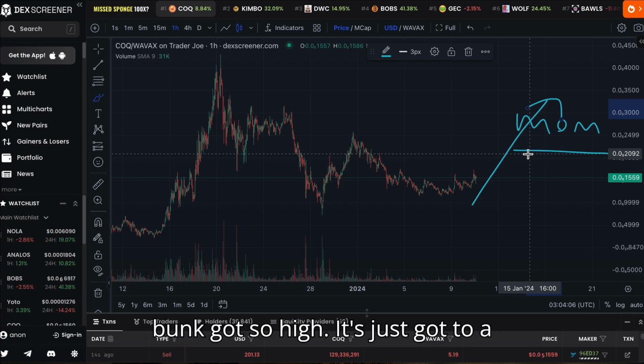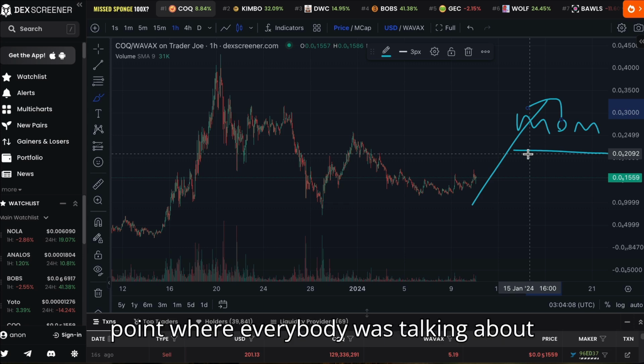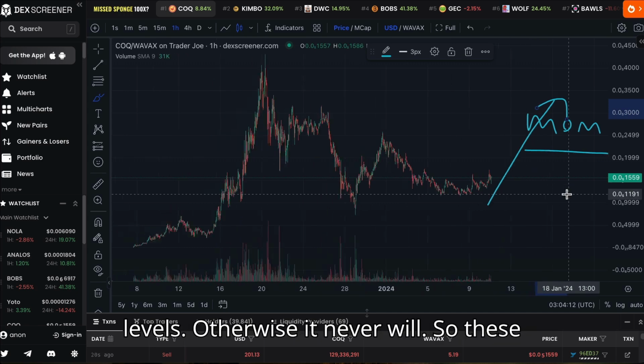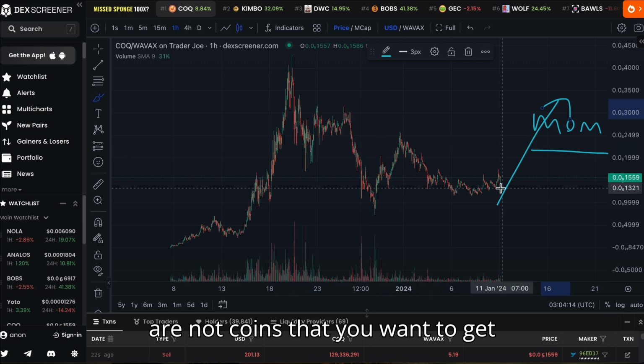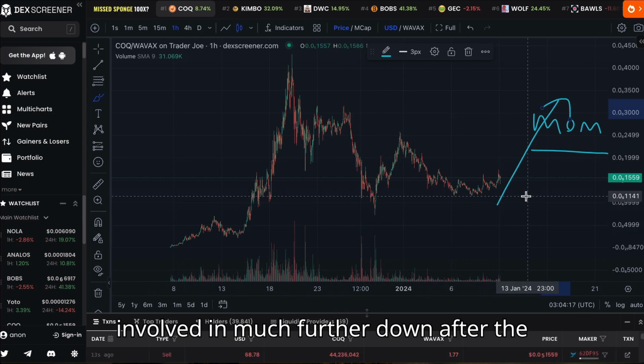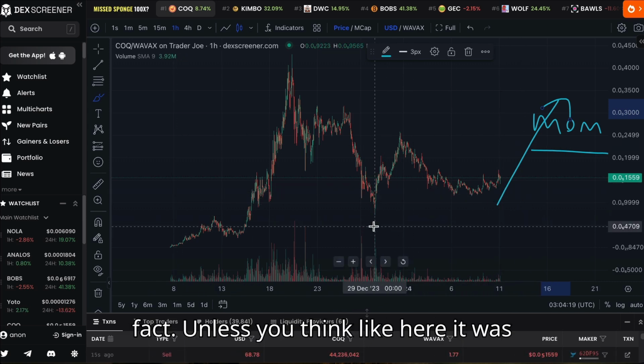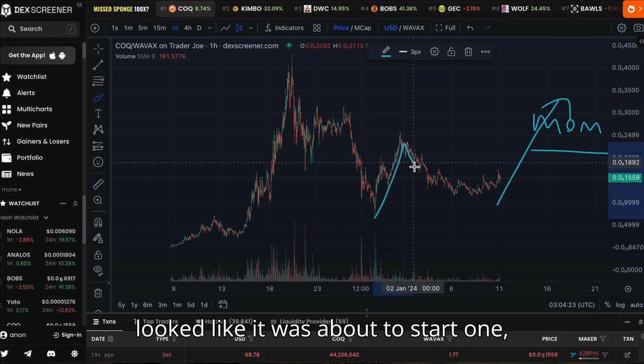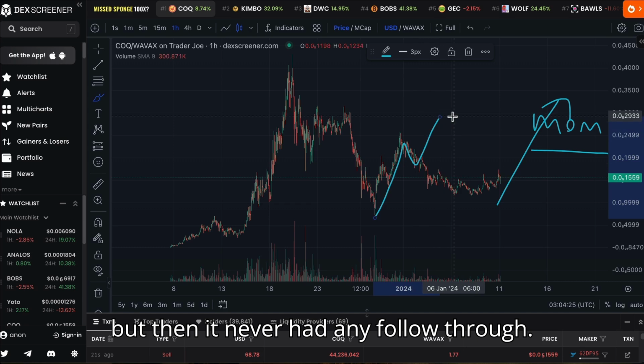That's how Bonk got so high. It just got to a point where everybody was talking about Bonk, and then it got to those very high levels. Otherwise, it never will. So these are not coins that you want to get involved in much further down after the fact. Unless you think, like here, it was about to start a third wave. Now, it looked like it was about to start one, but then it never had any follow through.